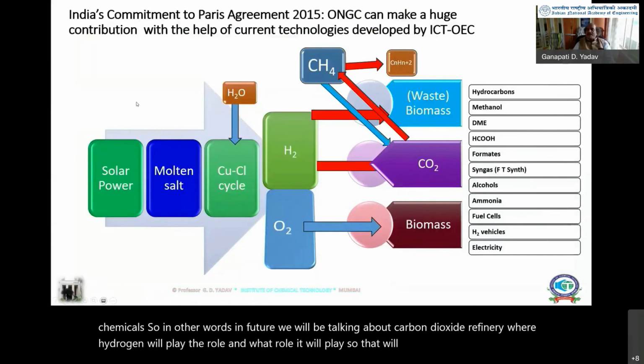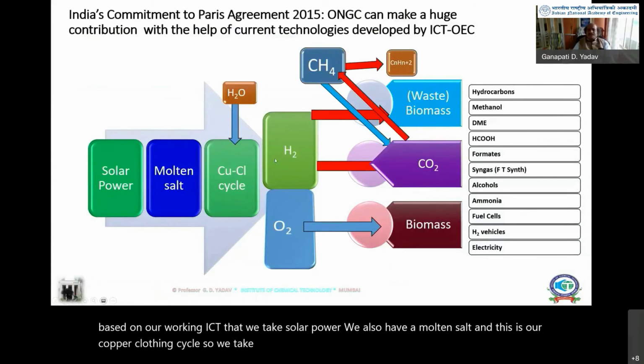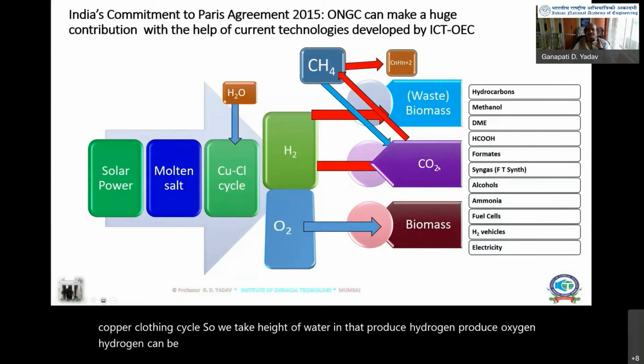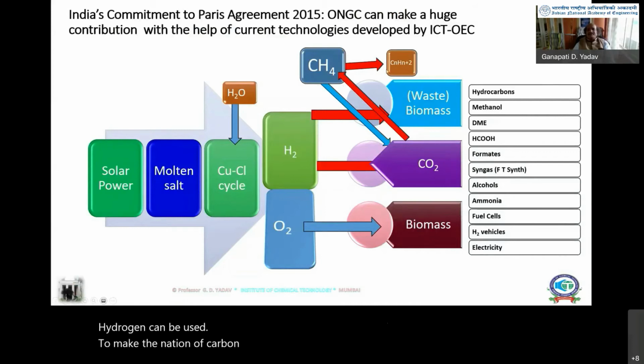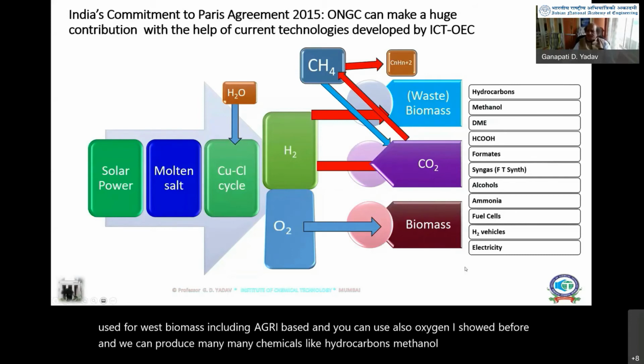This is based on our work in ICT, where we take solar power, we also have a molten salt, and this is our copper chlorine cycle. We take water in that, produce hydrogen, produce oxygen. Hydrogen can be used for methanation of carbon dioxide, to make methane and hydrocarbons. In fact, it can be used for waste biomass, including agri-waste, and you can also use oxygen, as I showed before. And we can produce many chemicals like hydrocarbons, methanol, dimethyl ether, formic acid, syngas, alcohols, ammonia, fuel cells, and whatnot.